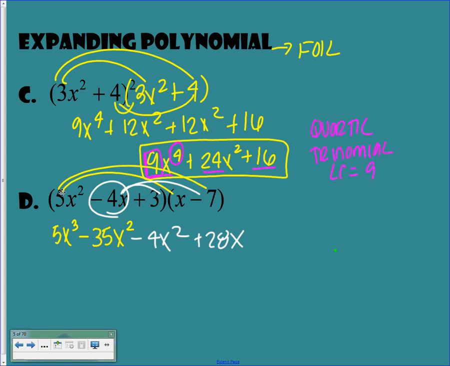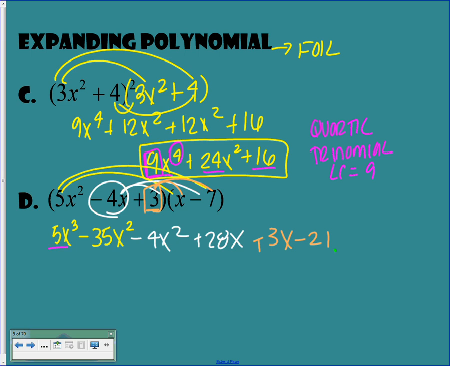Now that I've done the negative 4 to both of those, now I'm going to move on to the 3. And the 3 needs to go to both of those. So plus 3x minus 21. So basically this is just a longer FOIL. Okay, then you have to put your like terms all together.